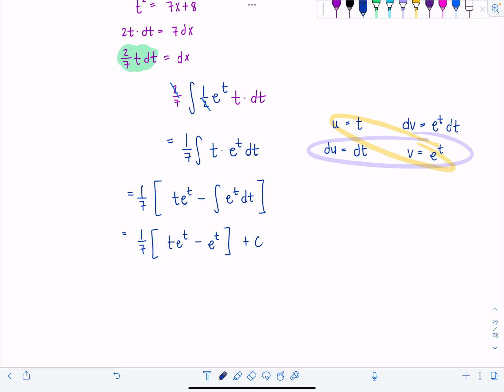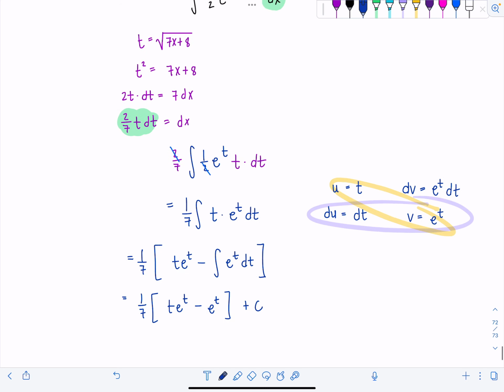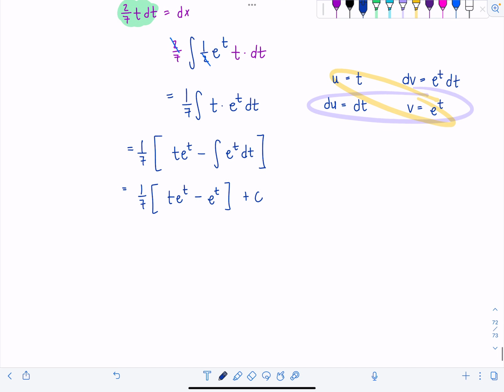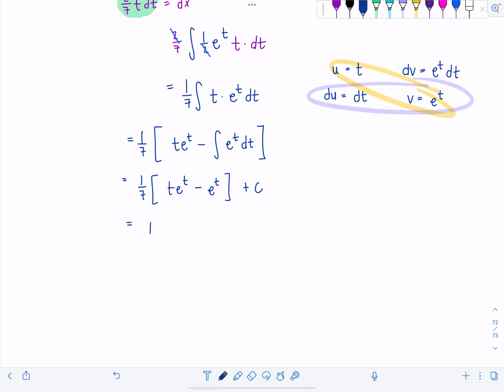I'm liking leaving the 1/7 out. I was debating right now, should I distribute it through? I'm saying no. And then remember, t is square root of 7x plus 8. So let's go ahead and substitute that back. So we have 1/7 square root 7x plus 8 e raised to the square root of 7x plus 8 minus e raised to the square root of 7x plus 8 plus c.